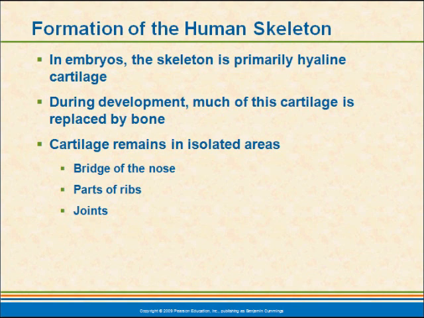Now, in embryos, the skeleton is made of hyaline cartilage. Hyaline cartilage is the precursor for all the long bones. During the development, most of this cartilage is replaced by bone, although there still remains cartilage in a couple of areas in the adult, which include the bridge of the nose, parts of ribs, and in joints.